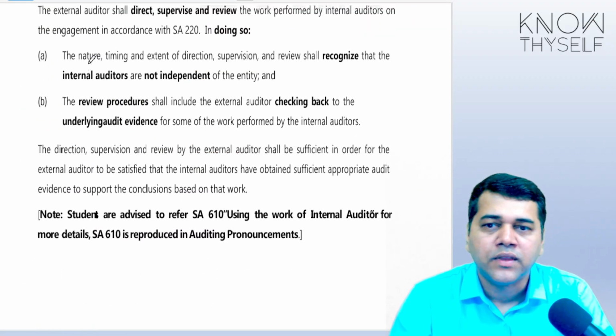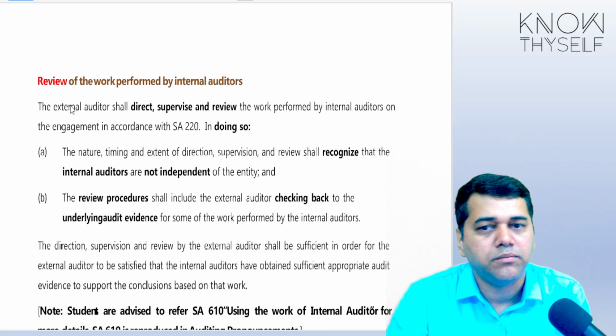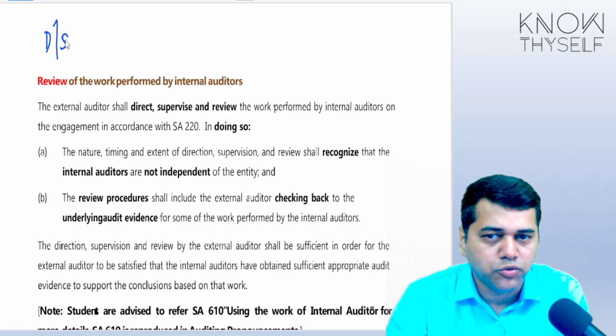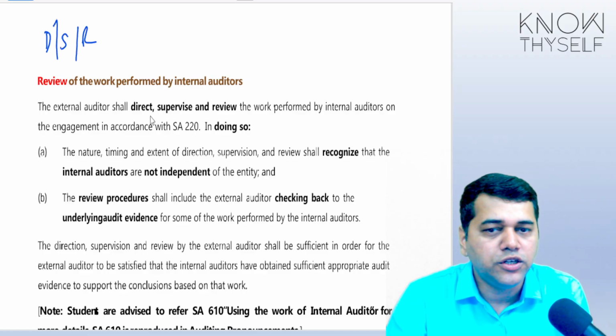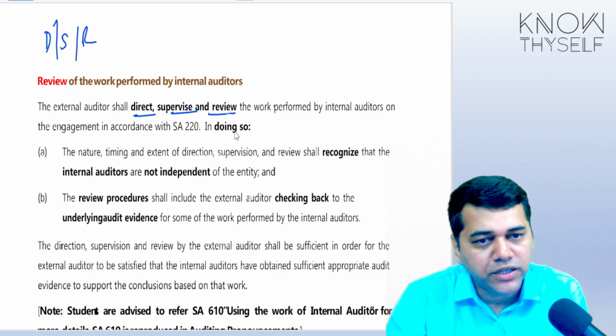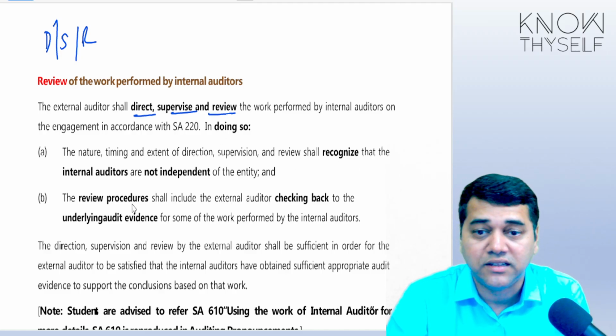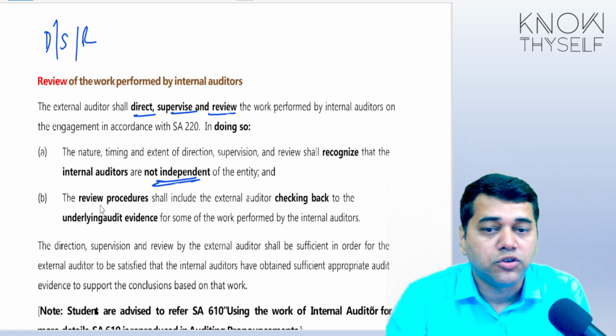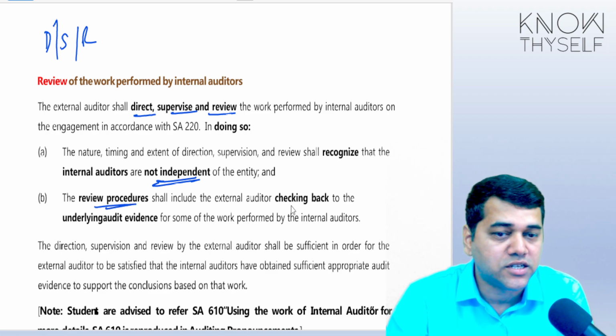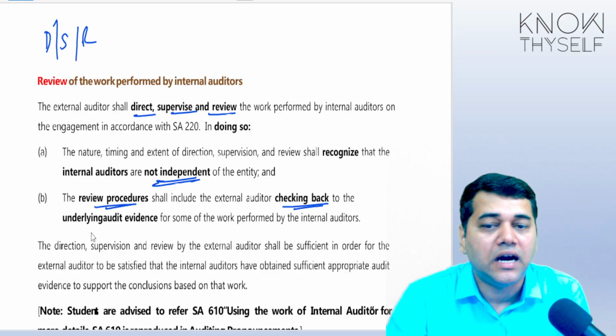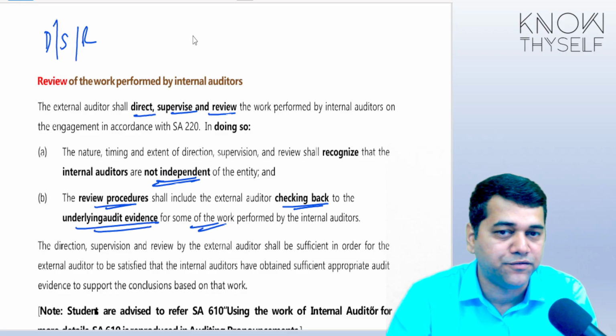And then what is the review of the work performed? Because you need to direct, supervise, review. So you need to direct, supervise and review, and in doing so you need to recognize one fact that they are not independent. So review procedure shall include external auditor checking back underlying audit evidence of some of the work performed. Like for example, external confirmation.